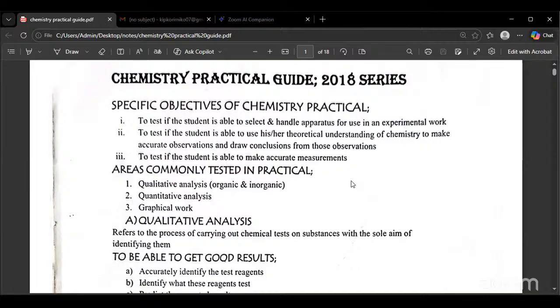So, areas commonly tested in practicals. Now, all of these ones I've considered in the practicals that I've shared. So number one is a qualitative analysis, organic and inorganic.